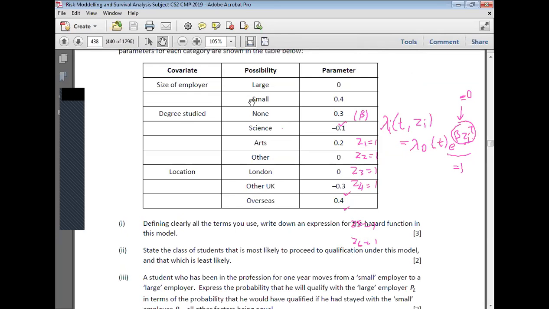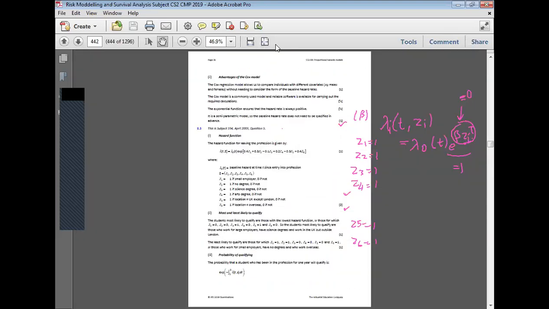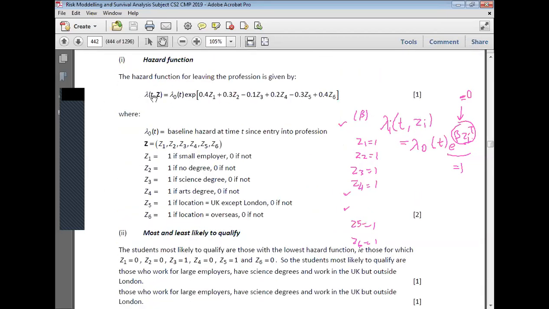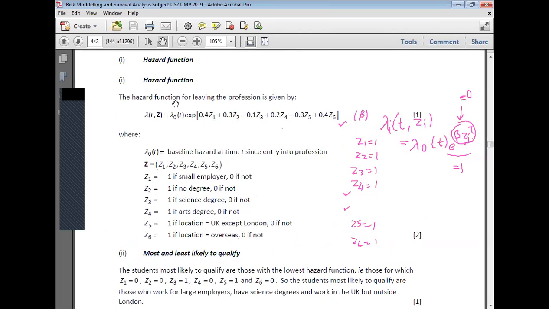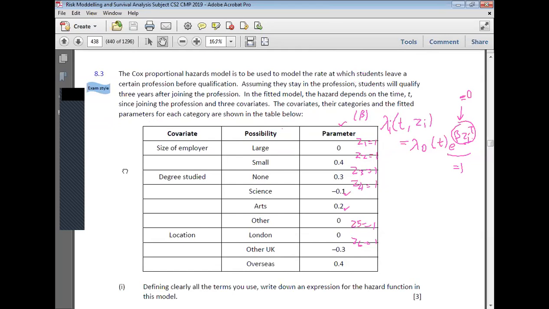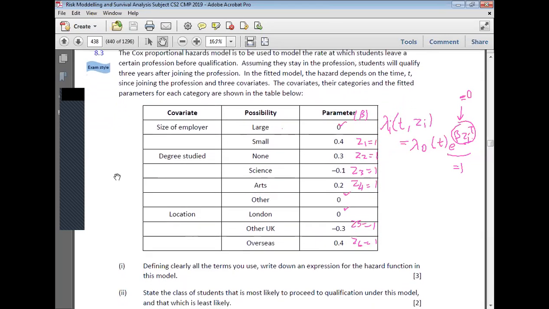Okay, so the second question is, state the class of students that is most likely to proceed to qualification under this model, and that which is least likely. This is actually a very interesting question. What you have to see is, what is this hazard function representing here? What do you guys think the hazard function represents here? Is the hazard qualifying a particular degree, or is the hazard not qualifying a particular degree? What do you guys think?